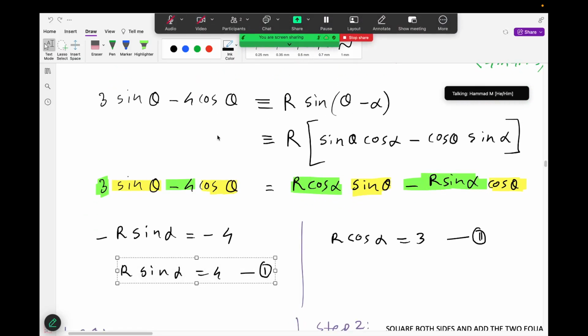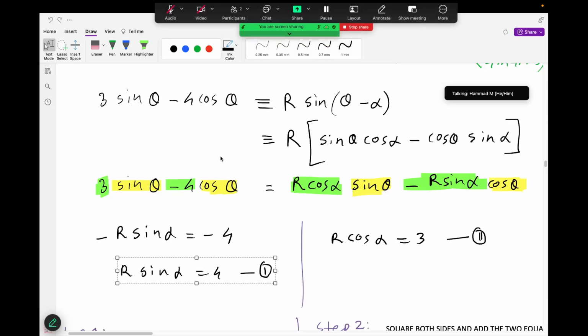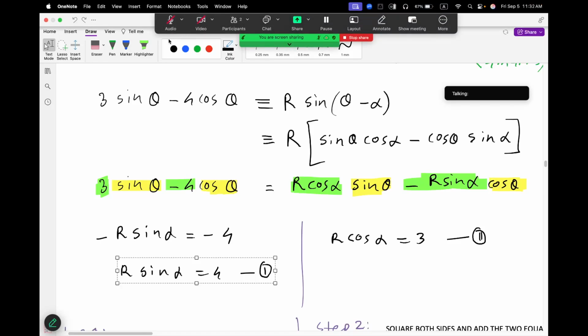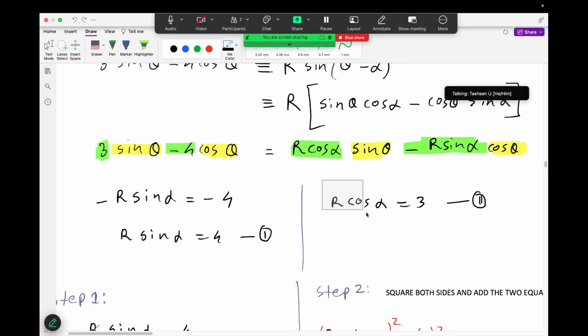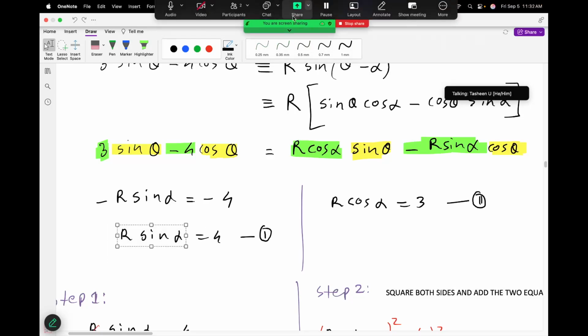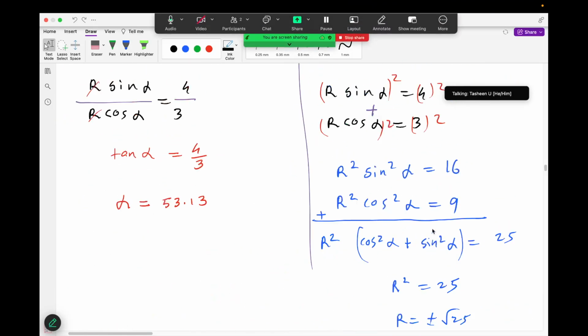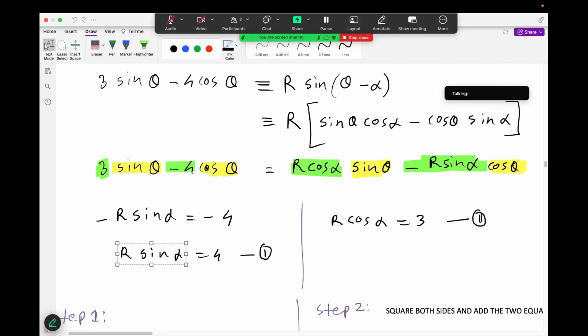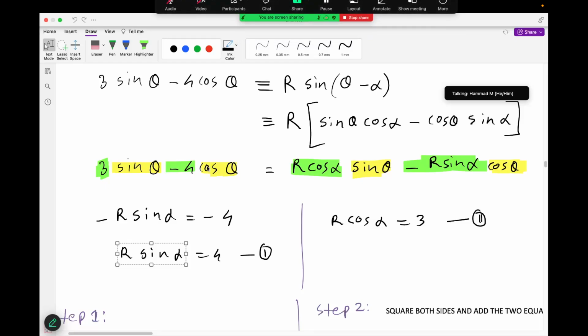But r isn't the same for both, right? For sine theta it is 3 and for cos theta it is minus 4. So, yeah, r is the same. R cos alpha equals 3 and r sine alpha equals 4. R is 5, but cos alpha and sine alpha are different. Oh yeah, I get it now.